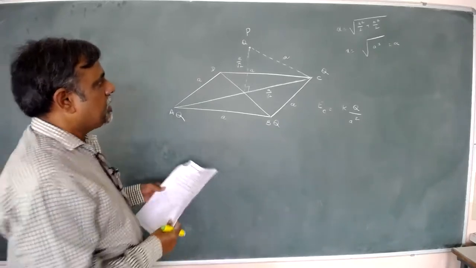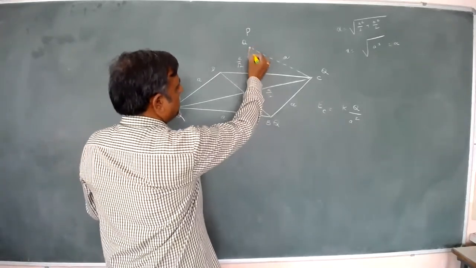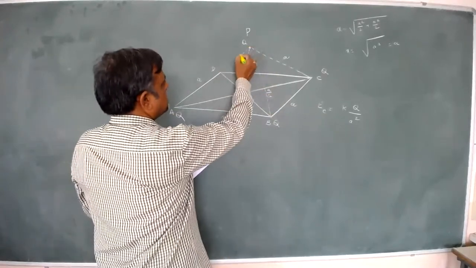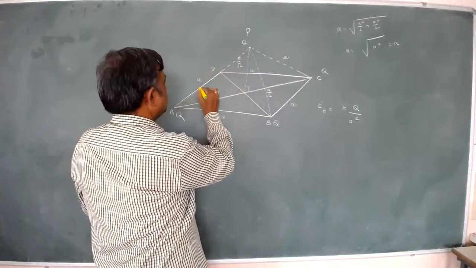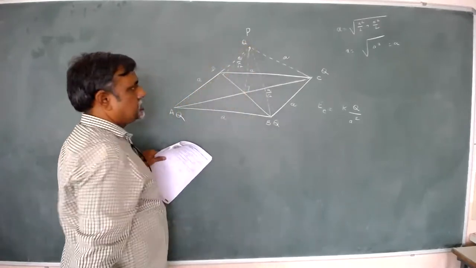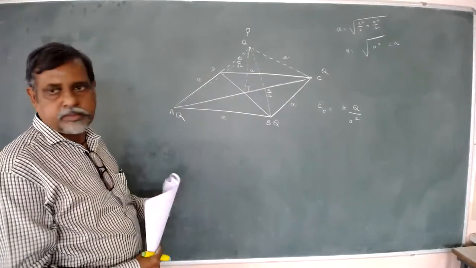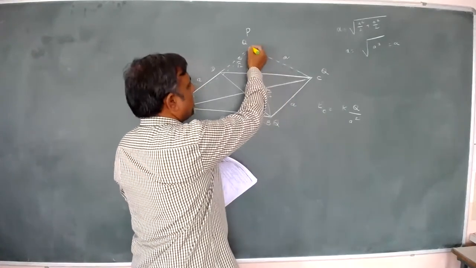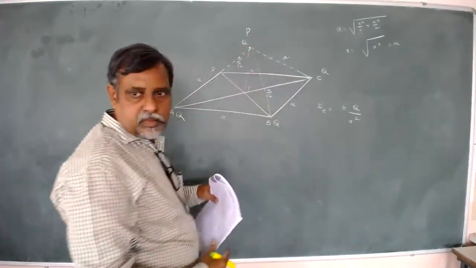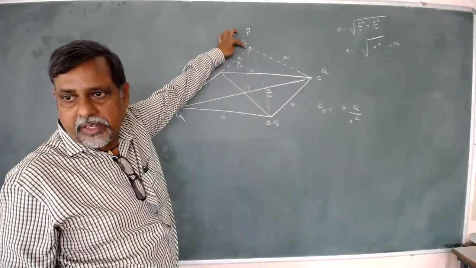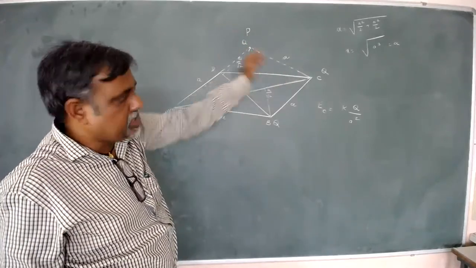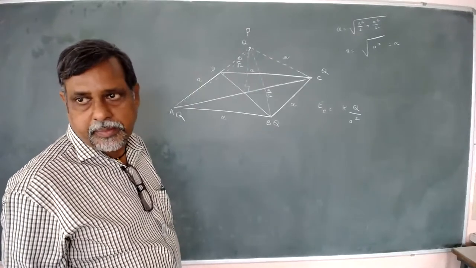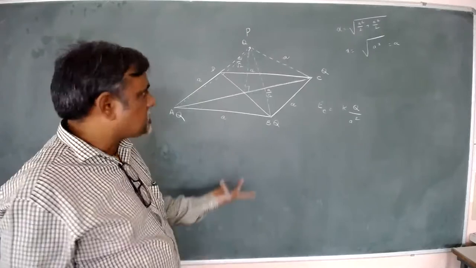Understood? Okay, now even by this B, even by this, like this. Understood? Okay, so all these electric fields are here. So what will be the resultant field? 4 into that, because all the things are in the same direction, ultimately.